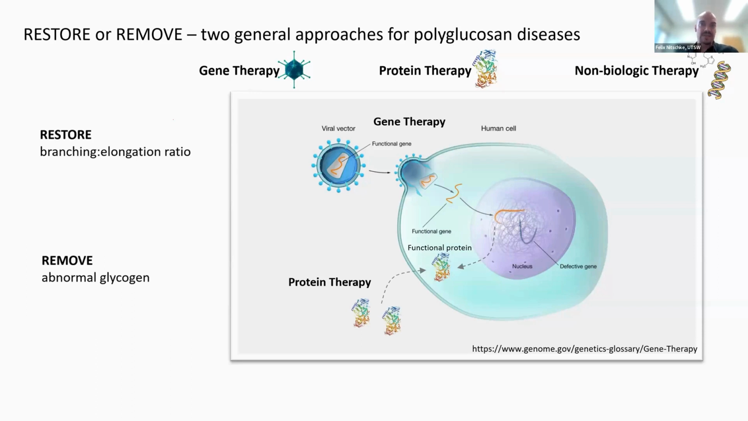In protein therapy, the missing or needed protein is produced in the lab and then injected. Because the cells cannot make the protein itself, those treatments have to be repeated regularly. And then finally, we have the non-biological therapies, which include all kinds of synthetic, meaning lab-made, chemicals and compounds that either interfere, for example, with the production of proteins or impact protein function in some way.